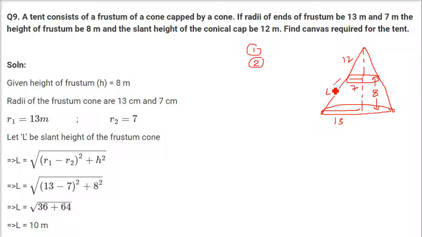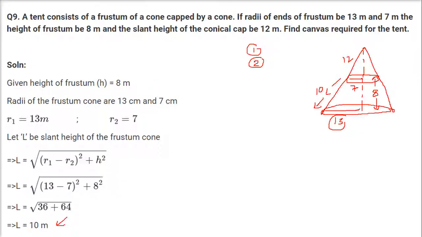So this L or slant height can be found using this formula, square root of (R1 minus R2) whole square plus H square. So R1 is 13, R2 is 7, so 13 minus 7 whole square plus 8 square, you take the under root, it will come as 10. So this is 10 now. This is 10. Okay.